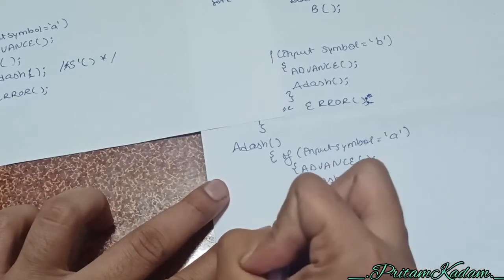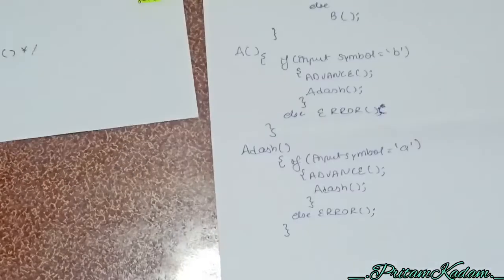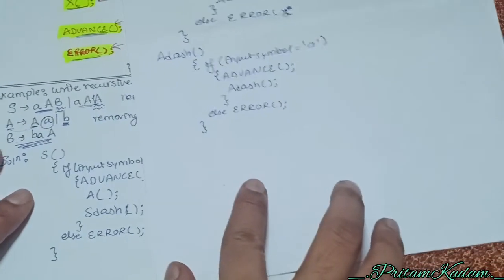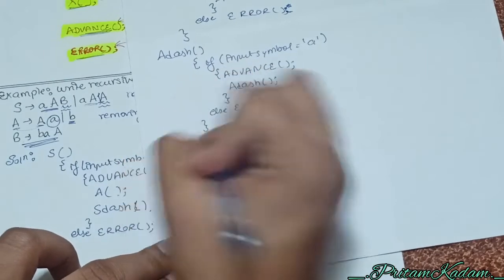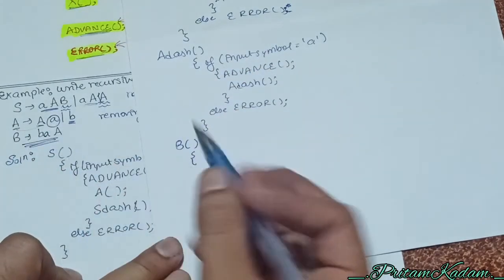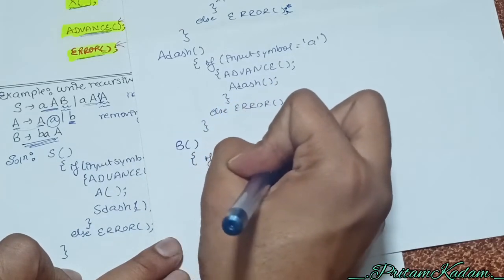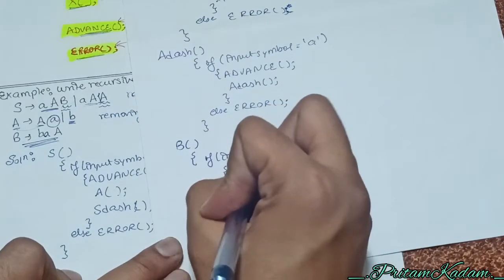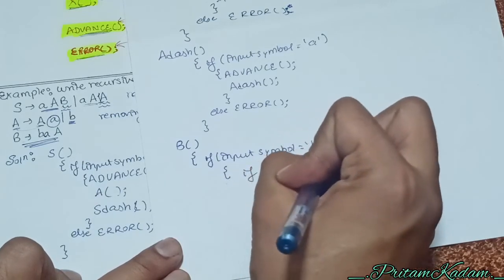Okay, now we have completed the RDP for A' production. Now I will write the RDP for the B production. Okay, so let us write that down. So okay, first of all I will write B. Now we have two input symbols, so in first if I will write if input symbol equals b, and inside that I will write another if, that is a nested if of if input symbol equals a. Okay, like this, if input symbol equals a.